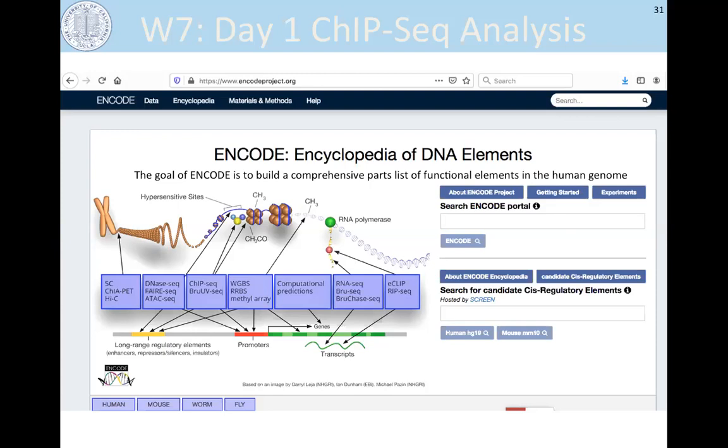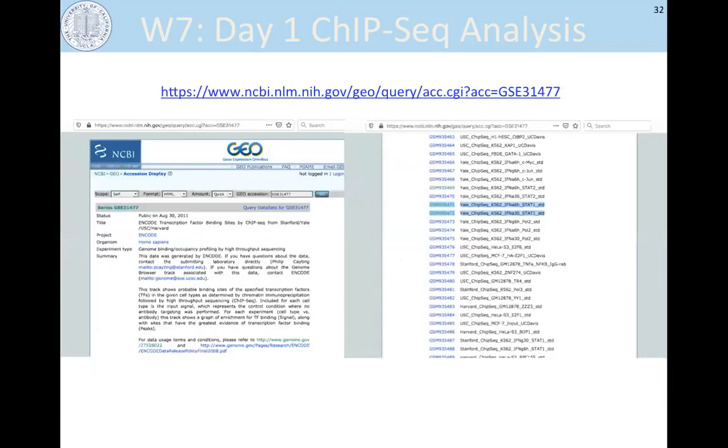the data that ENCODE generated, which you can download from the ENCODE website, but also through the NCBI database, GEO, the Gene Expression Omnibus, where researchers will upload their data sets to be publicly available to researchers. Usually it's required for them to upload the data sets upon publication. Most journals will require you to upload this data.